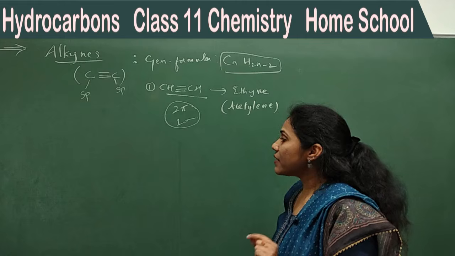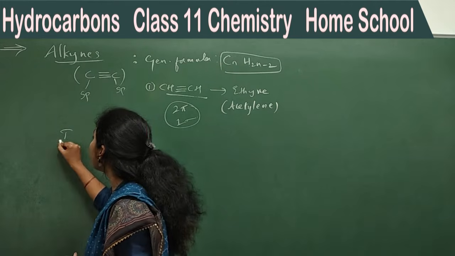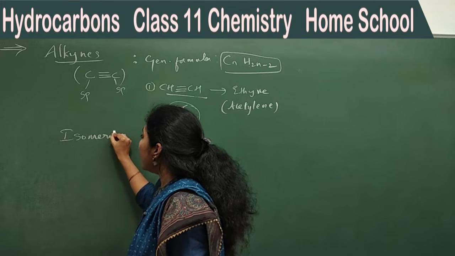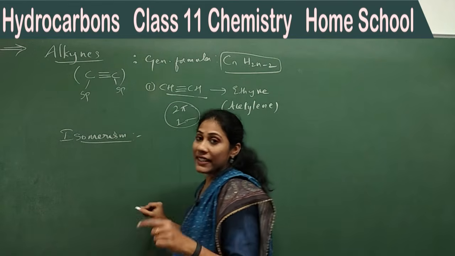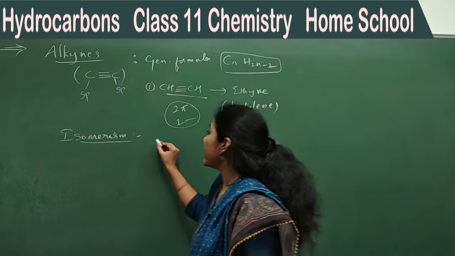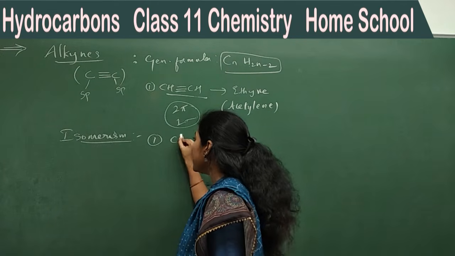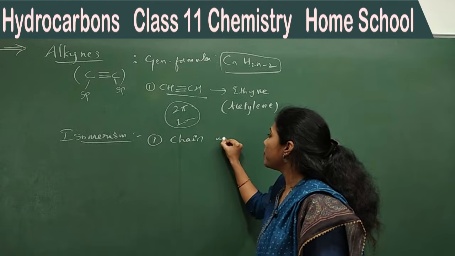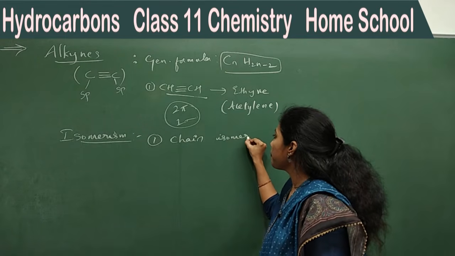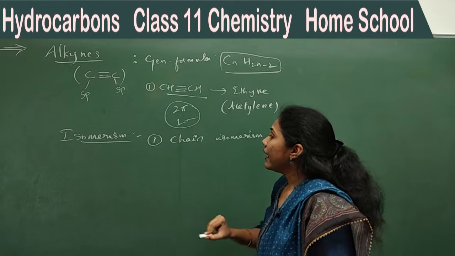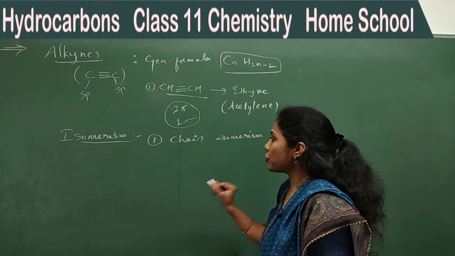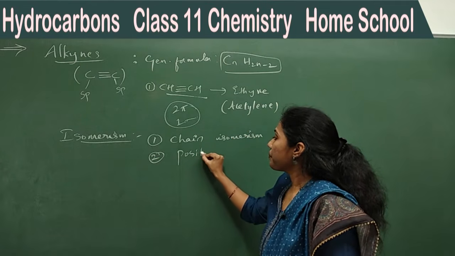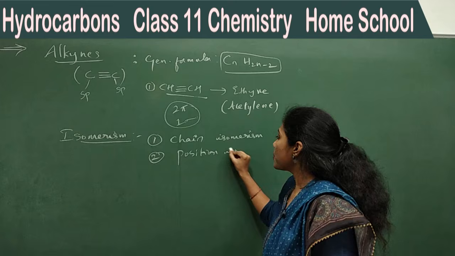And now let's go for the isomerism that alkynes can show. Alkynes can show 3 different structural isomerism. Okay, they can show chain isomerism. And they can also show position isomerism.